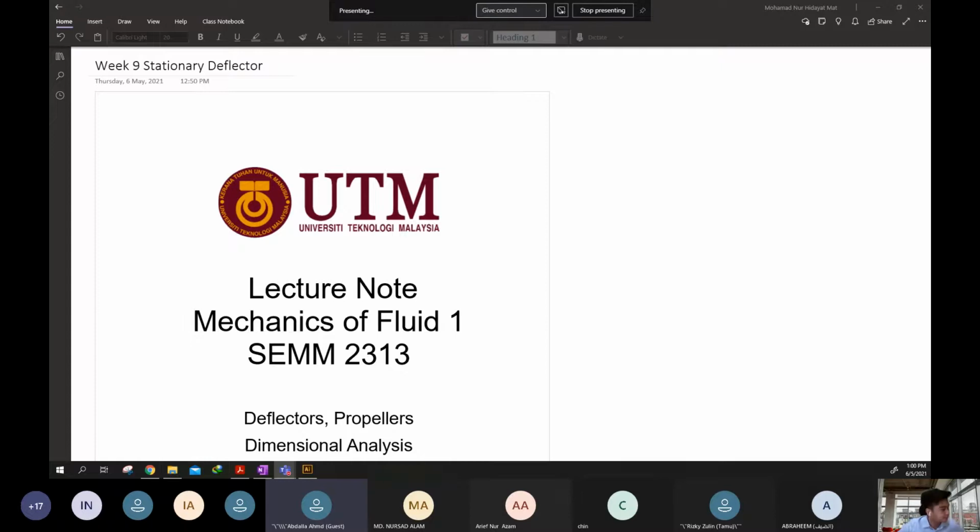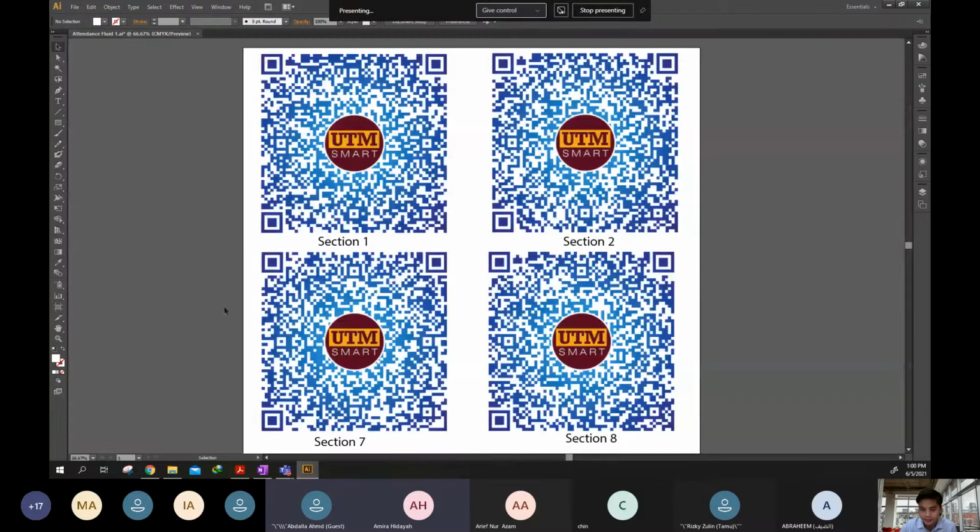Okay, so today we're going to learn the deflector. So, anyone know what is a deflector? Doctor, yes. Can you show the QR code again? Okay. Okay, thank you, Doctor. Okay.